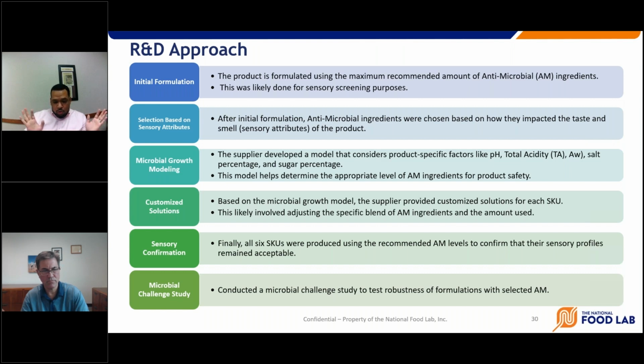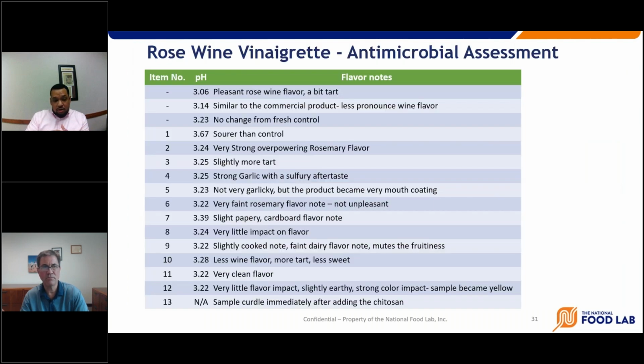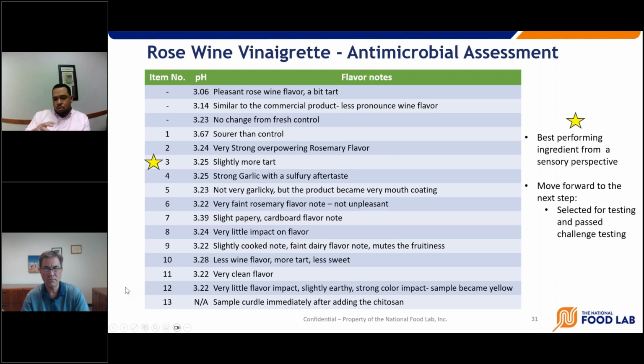All the selected antimicrobials were efficient, but in the specific case of this rose wine vinaigrette, we screened at least 13 different components, and the winner was number 3, because it had a very mild, just slightly more tart flavor in the formulation. It was the best performing in terms of microbial kill, and that was the formulation used for the challenge study.